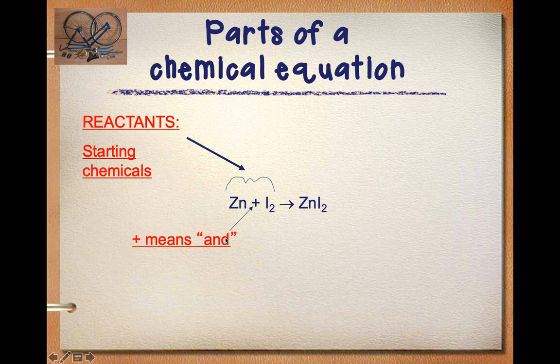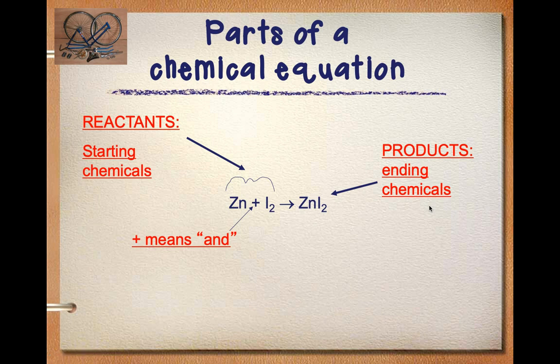The plus is kind of like the word and. So like zinc and iodine. This is that reminder that iodine is diatomic. That's why it's not just capital I, but zinc is not diatomic, so it can just be Zn. Okay, then you're always going to have some type of product. This one happens to be one product, but there could be 16 different products depending on your chemical reaction. These are your ending chemicals.